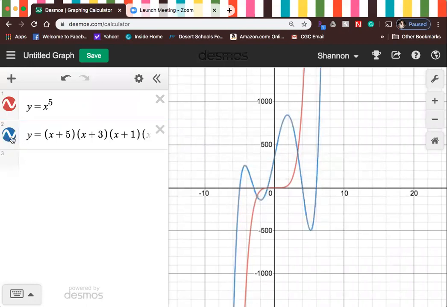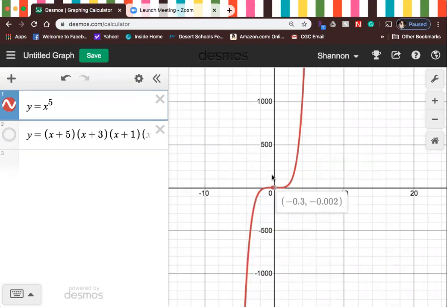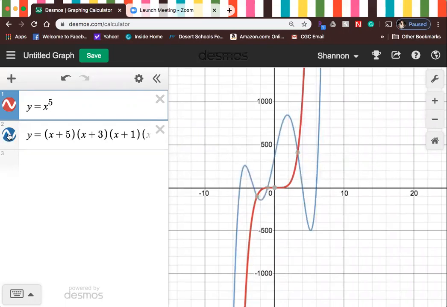Do all 5th degree graphs have 4 concavities? No. Look at the parent function. Concave down on the left, concave up on the right. 2 concavities, that's all. Boring. But what is it capable of? 5 directions and 4 concavities.